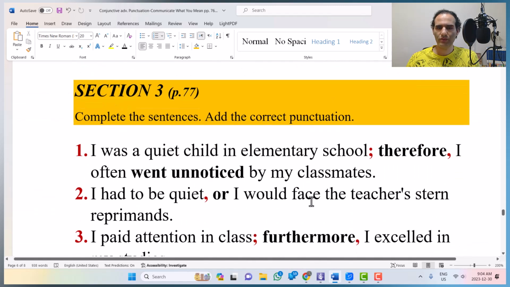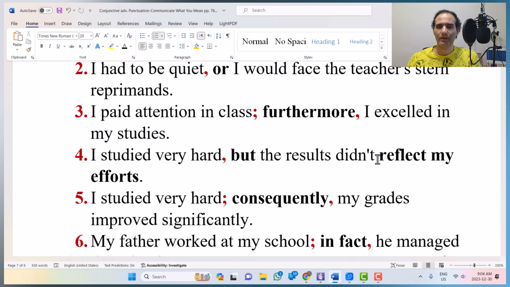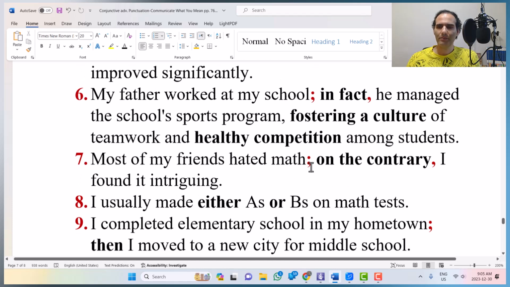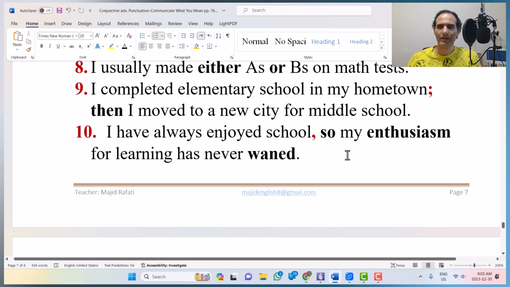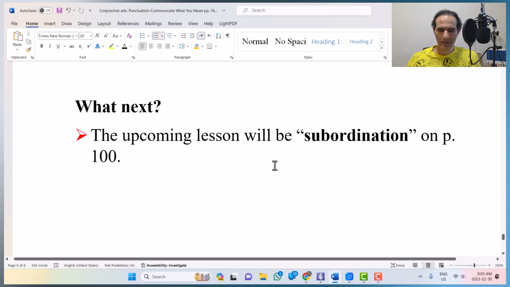Not only but also we talked about. And in section 3, I went unnoticed. So go unnoticed means no one paid attention to me. I did not draw any attention to myself. Reflect my efforts. I was very hardworking, but it did not reflect my effort. Foster a culture, foster independence, foster a feeling means promote. Healthy competition, that was beautiful. We talked about it. And my enthusiasm waned, subsided, reduced, and that's all.